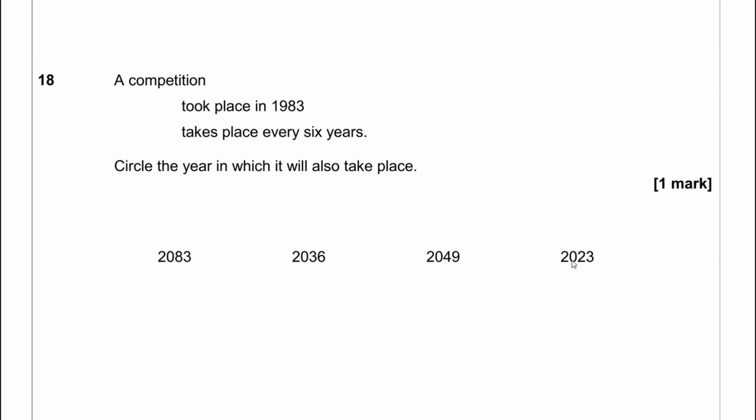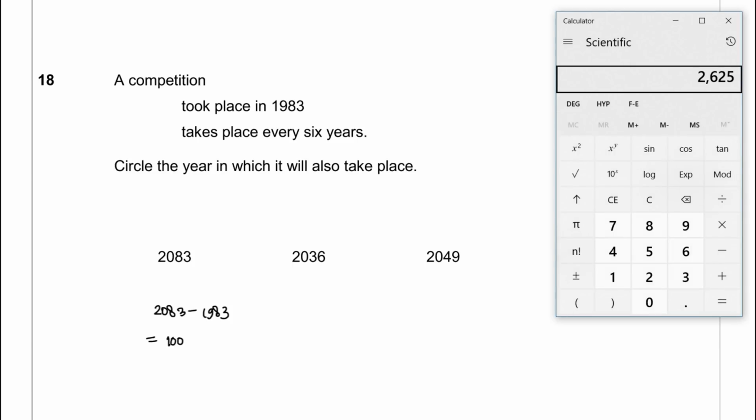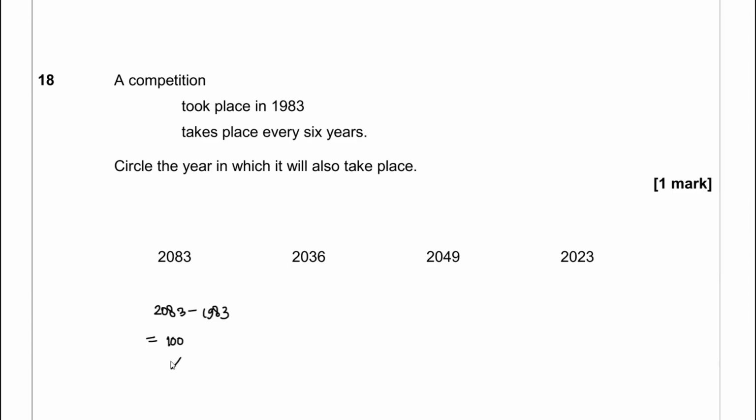So we can't add 6 and then 6 again until we reach these numbers. Instead, it's a good idea to see the difference between these numbers and this number and check if they're multiple numbers of 6. Let's start with the first option. It's 2083. If we take away 1983, it will be 100. Is 100 a multiple number of 6? I think it's not, but it's a good idea to double check. So 100 divided by 6 doesn't give you a whole number. So this is not a multiple number of 6. So we cross this option out.